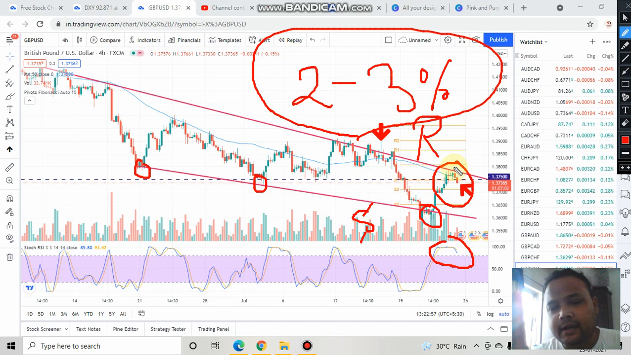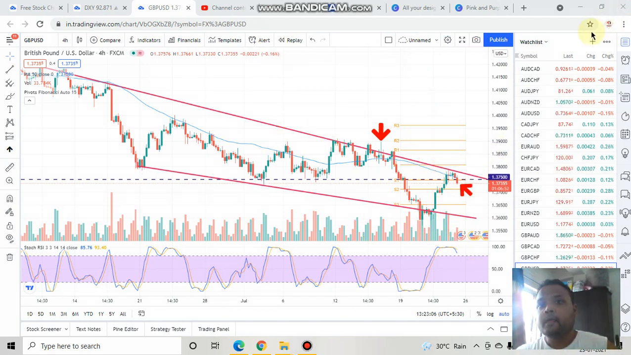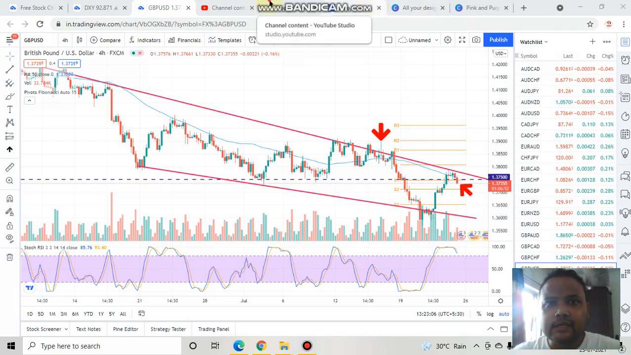Therefore you can short the market right now, but please follow strict risk management, and then only you short the market. Okay, so this is your first trading opportunity in the chart of GBP USD, and I would like to show you a few more things here.